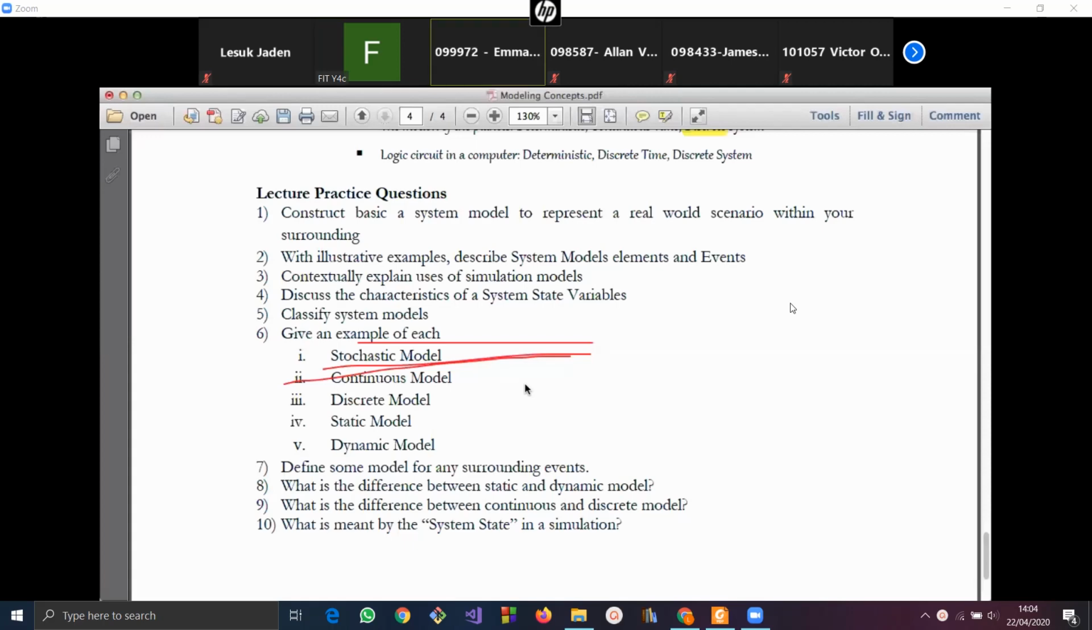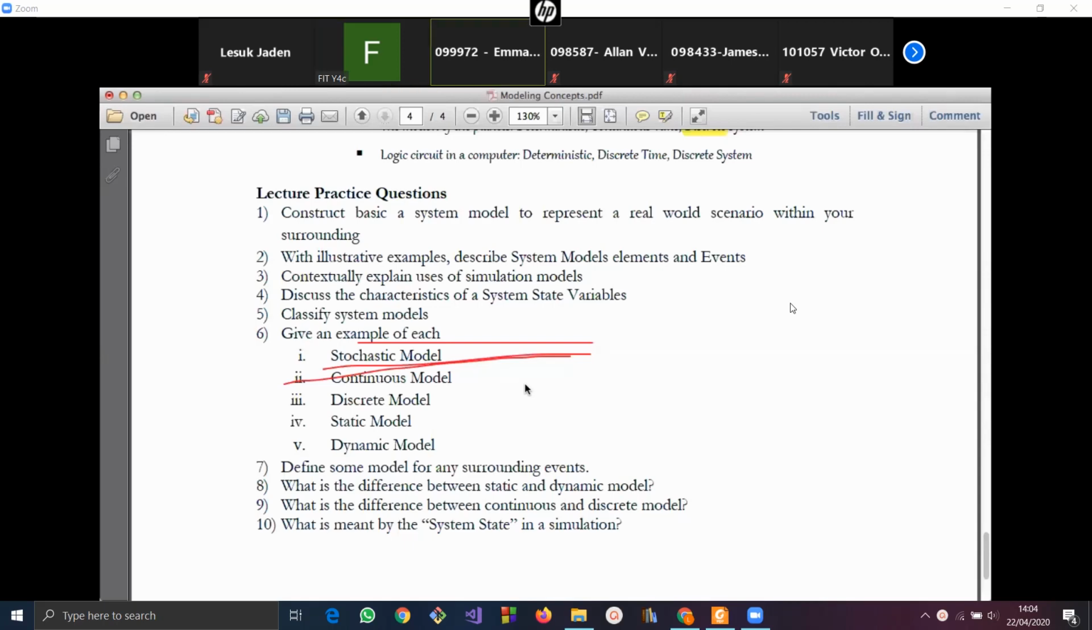Yes, so in my group, for the stochastic model, we came up with a financial system, a project management system, games of chance such as chess, the stock exchange, and weather prediction system.